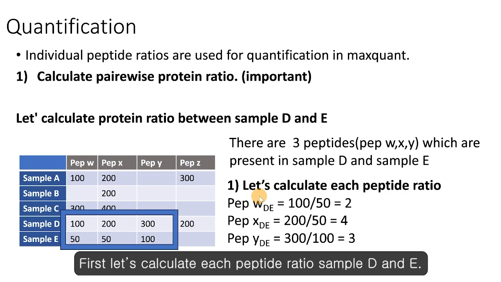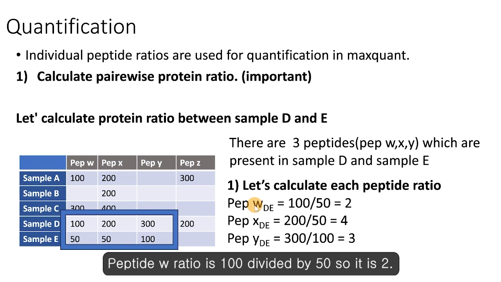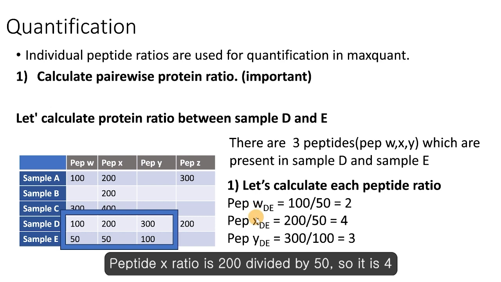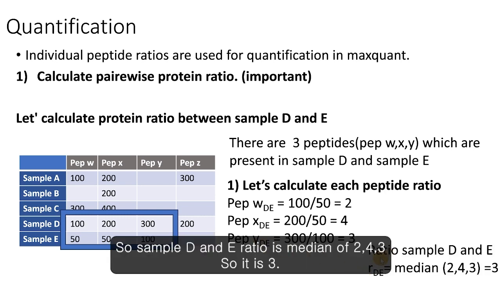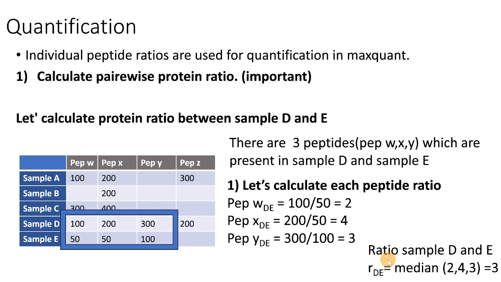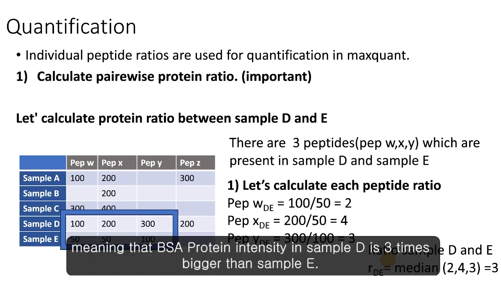First, let's calculate each peptide ratio between sample D and E. Peptide W ratio is 100 divided by 50, so it is 2. Peptide X ratio is 200 divided by 50, so it is 4. Peptide Y ratio is 300 divided by 100, so it is 3. So sample D and sample E ratio is median of 2, 4, 3. So it is 3, meaning that BSA protein intensity in sample D is 3 times bigger than sample E.